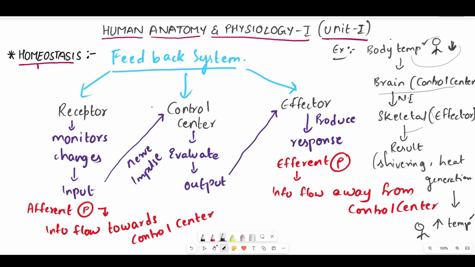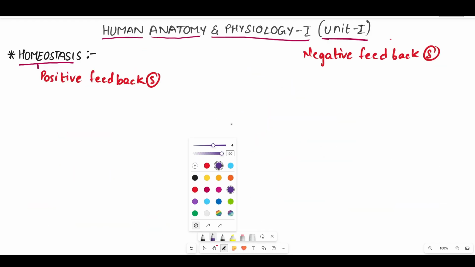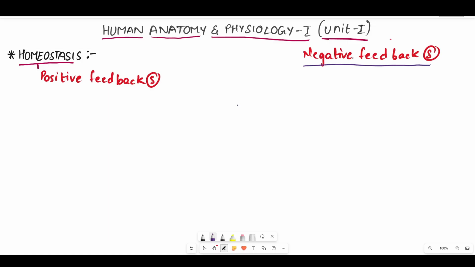So a group of receptors, effectors, and control centers, if all three are communicating together, will form one feedback system. That will be regulating a controlled condition in our body's internal environment. Now let us see, there are two types of feedback systems. One is the positive feedback system, and the other one is the negative feedback system. Let us discuss both in detail now. Let us see the positive and negative feedback systems through an example. We'll try to understand.